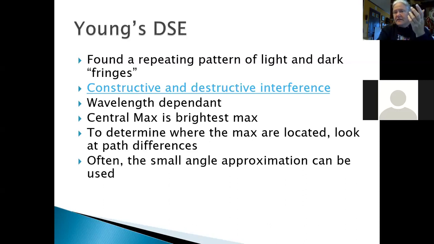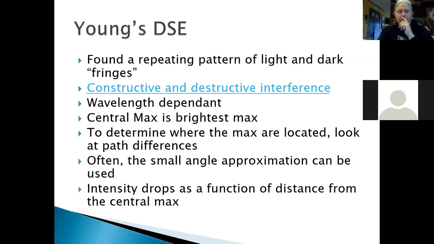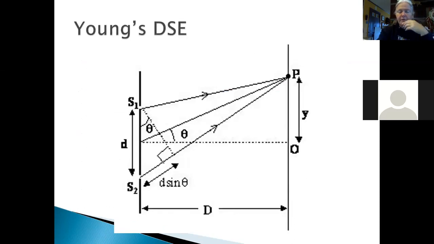And then to do this mathematically, sometimes we have to use what's called the small angle approximation. You'll see that when we look at an example problem here. Then the further out you go, the less intense the light is, because it has to go further and it spreads out over a larger area and you lose intensity. Just like we lose intensity of sound the further you are away from a source of sound.